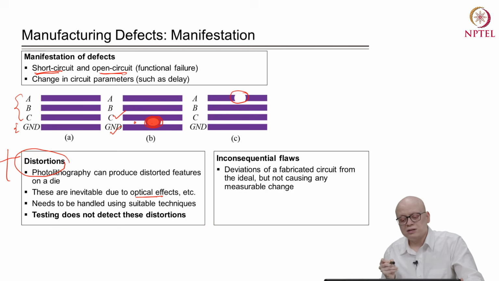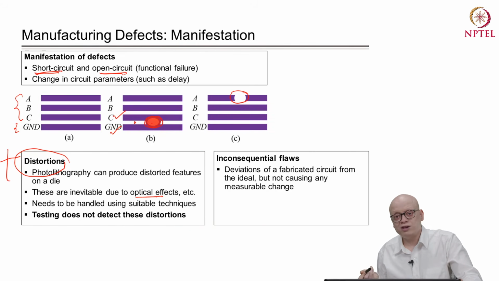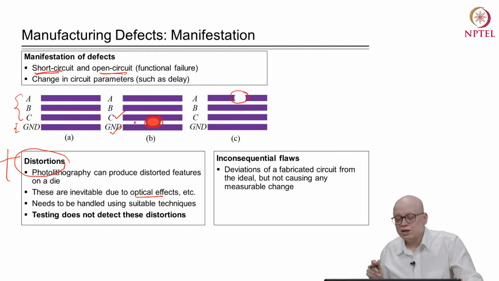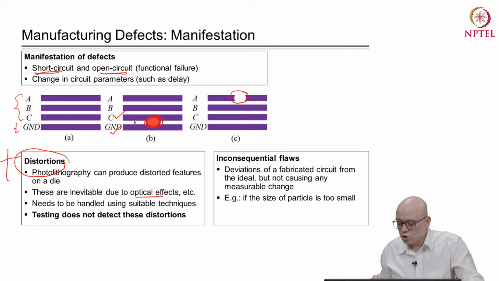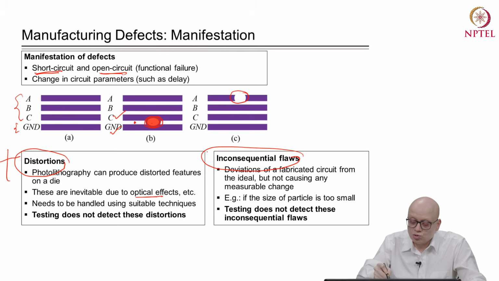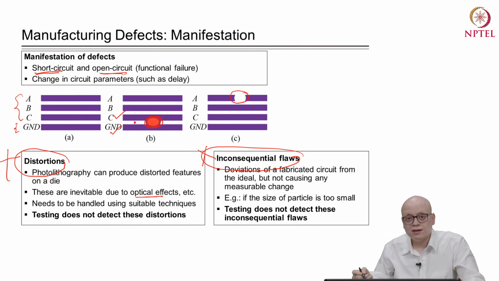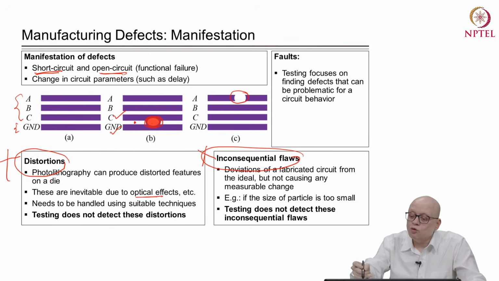For example, suppose the size of this dust particle was very small, right. So, even if this dust particle, or conducting particle, was there in our chip, it will not lead to any observable change in our chip behavior, and these inconsequential flaws are also not the focus area of testing, right. So, testing does not detect distortions and inconsequential flaws. Then what does testing detect, right? Testing detects faults, right.